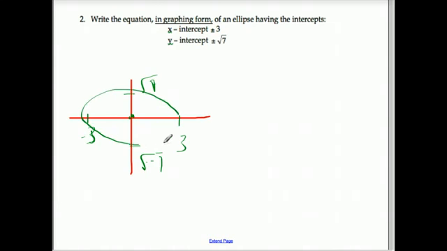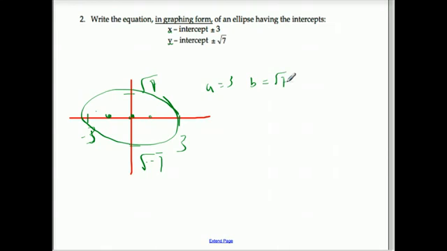So our ellipse is like this, and our foci are going to be on the x-axis because you can see that this distance is longer. From here to here is 6 units, and from here to here is less than 6 units. So this is our major axis along the x-axis, which means our foci are going to be on the x-axis. Now we know our a is 3, our b is root 7.